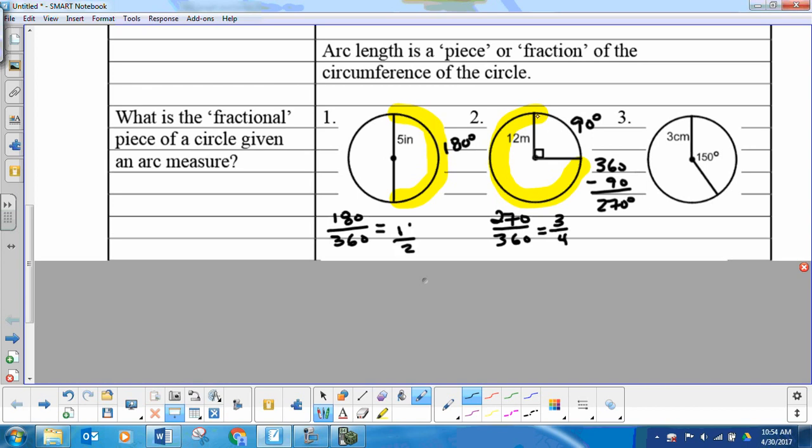That makes sense. You can see that if you were to cut this into 4 equal pieces, this is 1/4 of it. The rest of it's 3/4. But just to make sure we all understand how we came up with it.